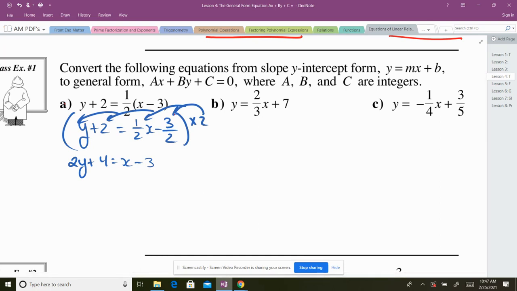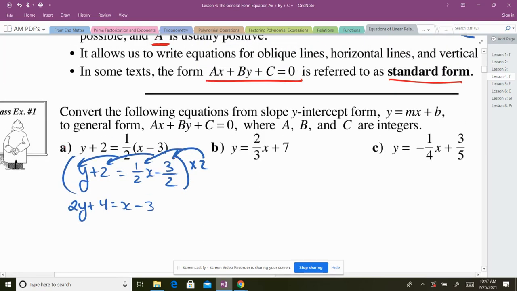Now, everything has to equal 0. So you have to get everything onto one side. Remember that your a should be positive. So the a is the number in front of the x. Do I want to move the x? If I move the x to the other side, what happens to it? It becomes negative. So move everything to the right side. So I'm going to take away 4. I get x minus 7.